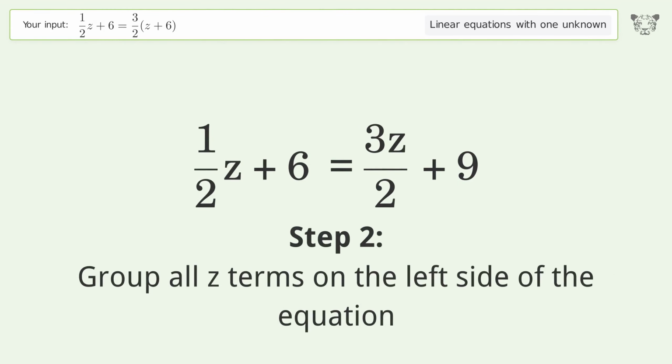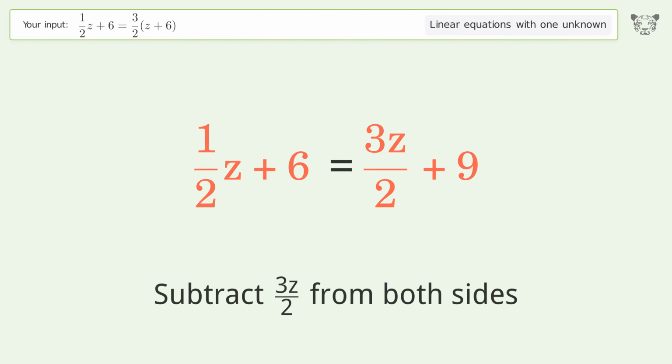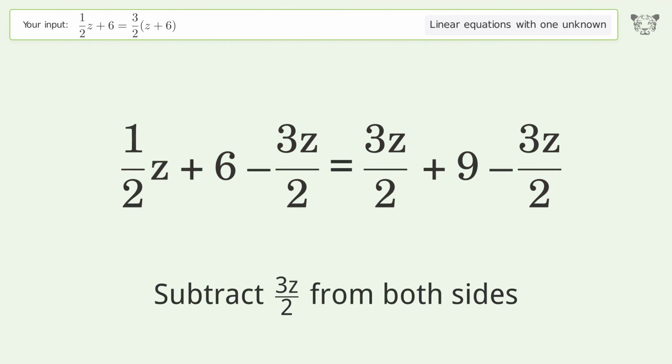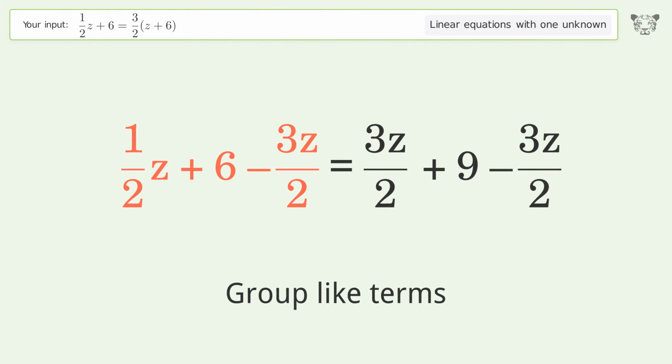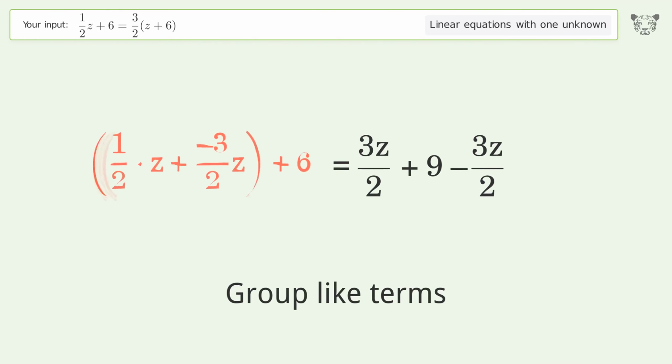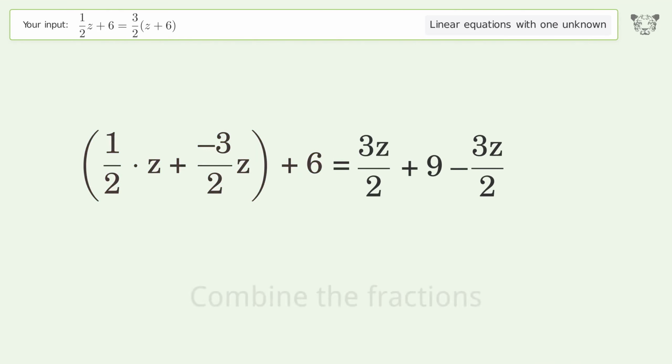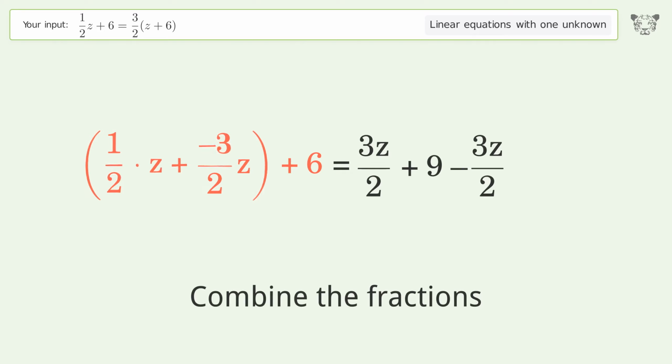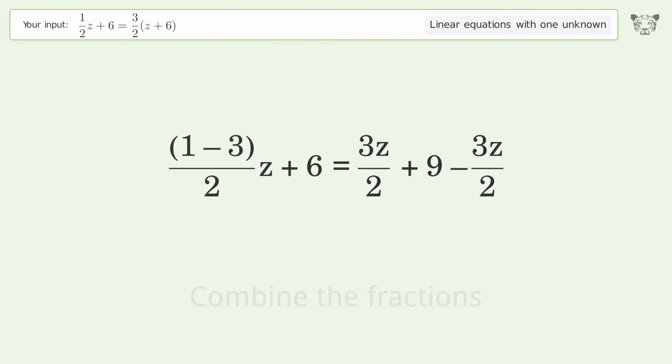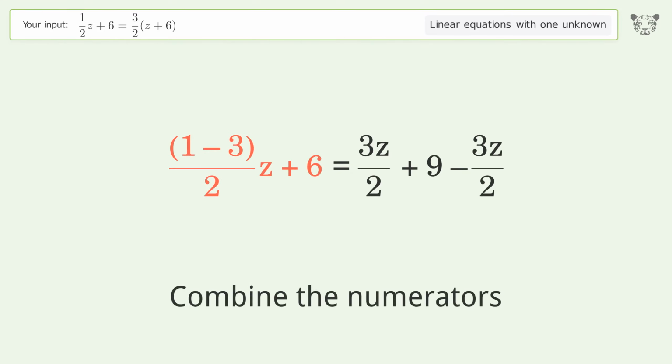Group all z terms on the left side of the equation. Subtract 3z over 2 from both sides. Group like terms. Combine the fractions. Combine the numerators.